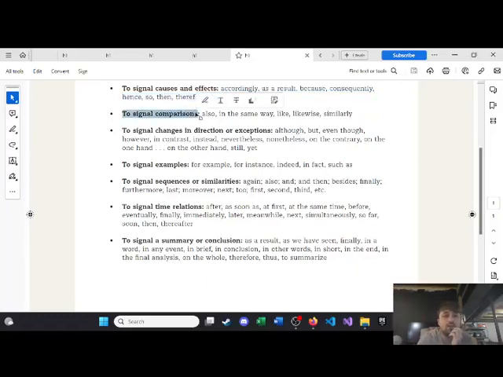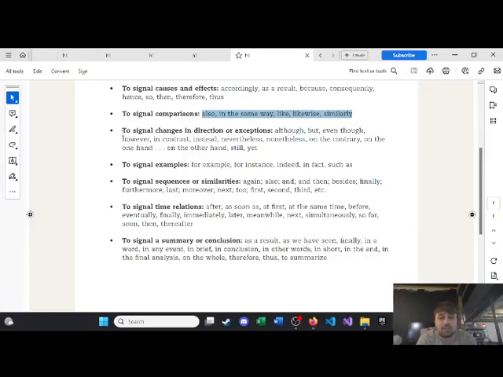Also to signal comparisons. So what are some examples of comparisons? Also, in the same way, likewise, similarly. So we might have one topic, we might state the topic and talk about it, and then we're transitioning to the next topic, which we're going to compare. So to signal that comparison, we use one of these.